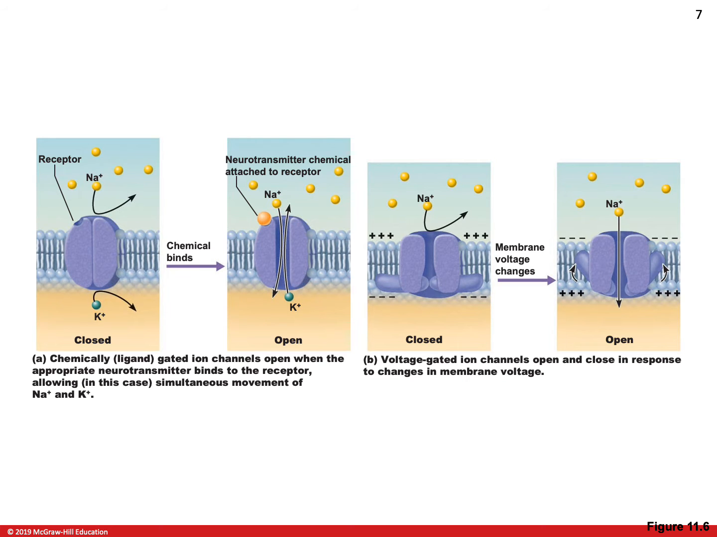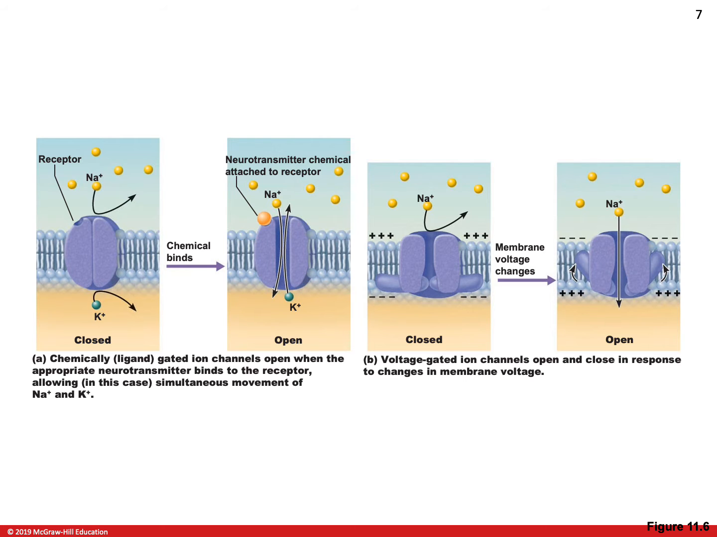In this slide, you can see two different pictures. Picture A shows a chemically gated channel. As you see in this picture, we have a protein. This protein contains a site for attachment of the neurotransmitter. When the neurotransmitter attaches to this site, the channel becomes open and it lets sodium ion come into the cell and potassium ion go out of the cell.